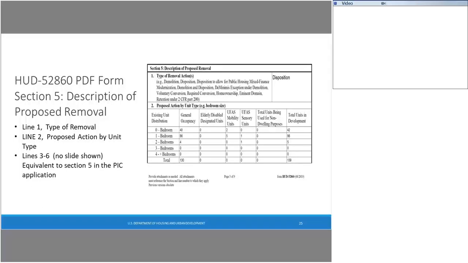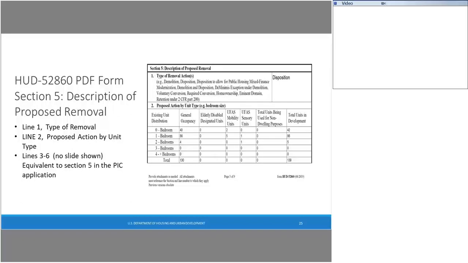And here, this is where you can put exactly what you're proposing. Is it demolition, disposition, mixed finance, modernization? Is it de minimis, voluntary conversion? It just gives us more of an overview of what the PHA is requesting.